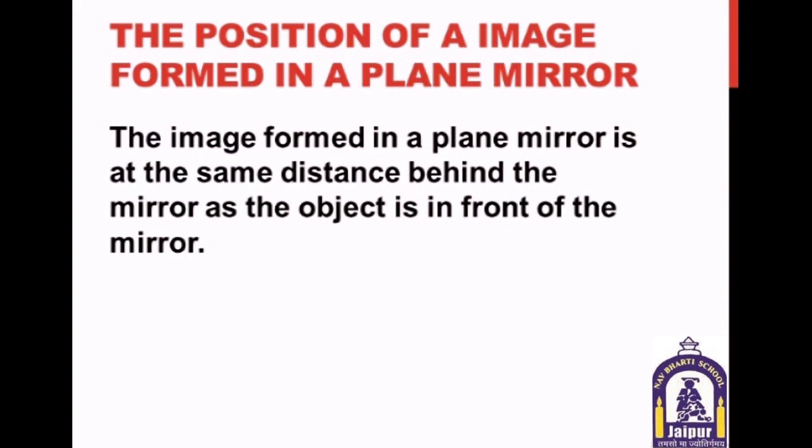Now, the position of an image formed in a plane mirror. What is the position of an image in a plane mirror? The image is as far behind the mirror as the object is in front of it. The image formed in a plane mirror is at the same distance behind the mirror as the object is in front of the mirror. So, the distance between the mirror and the object, and between the mirror and the image, is the same. Let us suppose the distance between mirror and object is x meter. Then the distance between mirror and image will also be x meter in the case of a plane mirror. We are talking about a plane mirror, not a spherical or any other mirror. Okay.